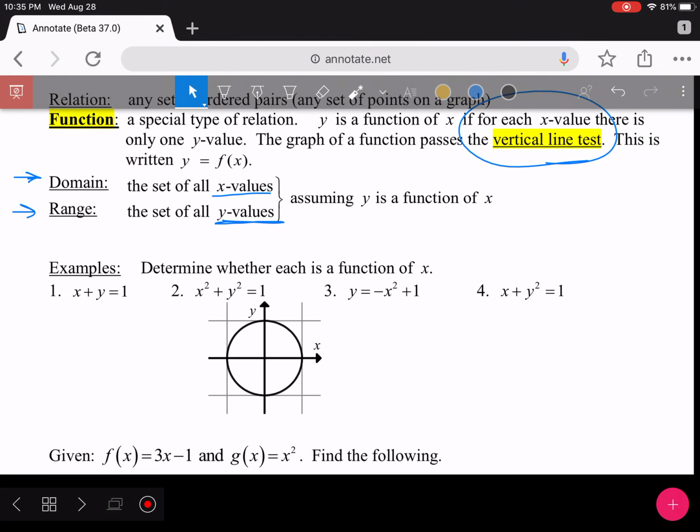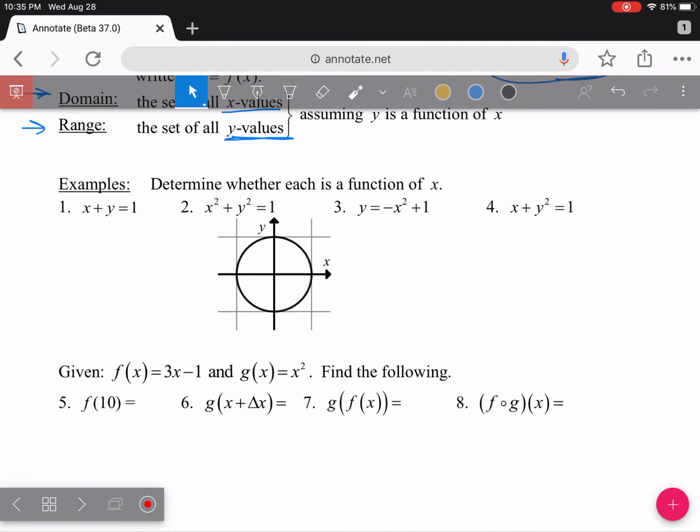So the first one says x plus y equals 1. Well, that is a line. That's a line with slope -1, intercept of 1. So lines are always functions because they don't double back on themselves or anything crazy like that. So this is a yes. This is a function. Okay, the second one is a circle.